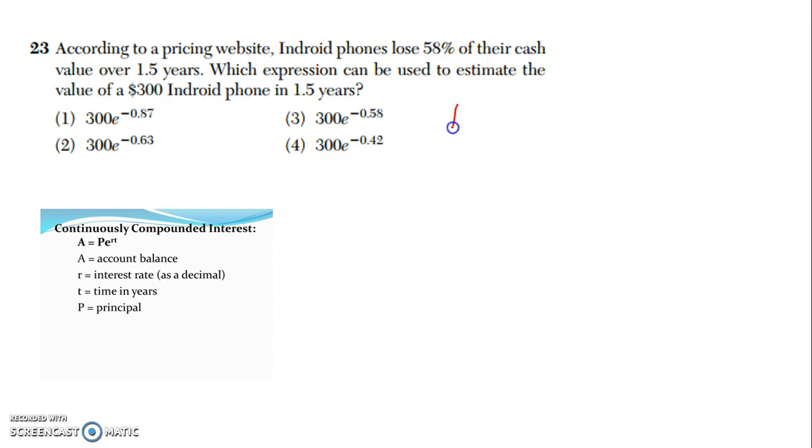So hopefully you know this formula. The value at the end of your 1.5 years will be whatever your original value is, your principal, times e to the rate times time. All right, so here's the deal. If it loses 58% of the cash value, that means it's retaining 42% value.